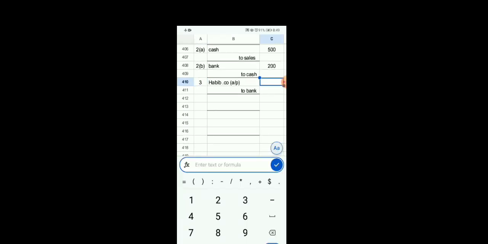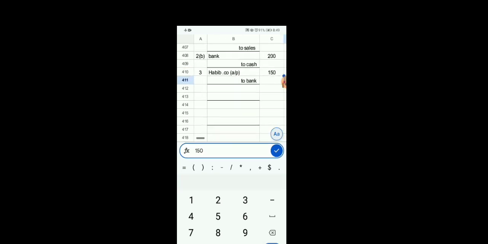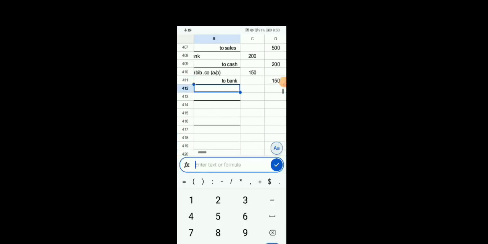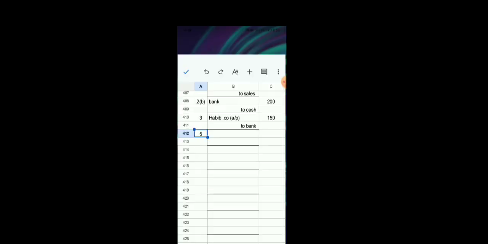All right, now see, the third entry's amount is 150. So you are going to post 150 over here on the debit side, and the same amount you need to put on the credit side. This way entry number 3 is completed. Now let's see what is next for us. That is entry number 5. So you will mention the 5th date, 5th of the month, in the date column.